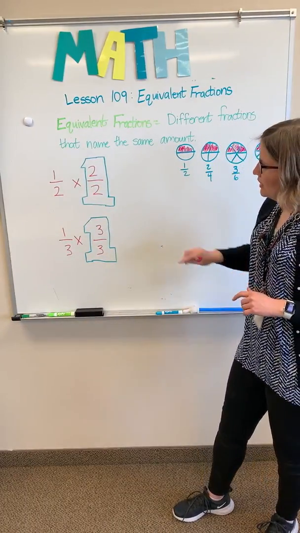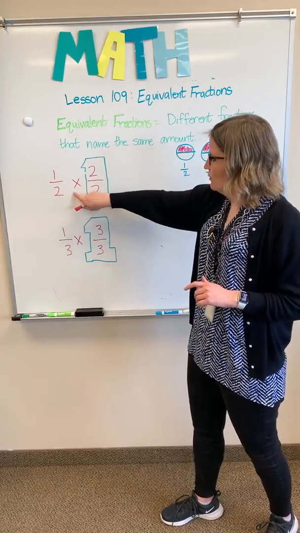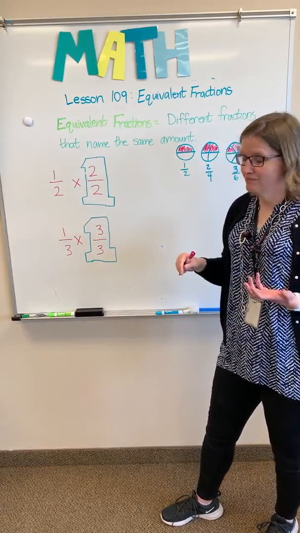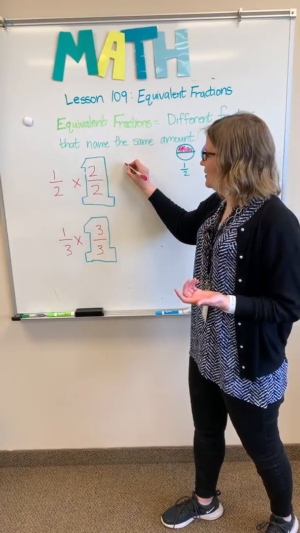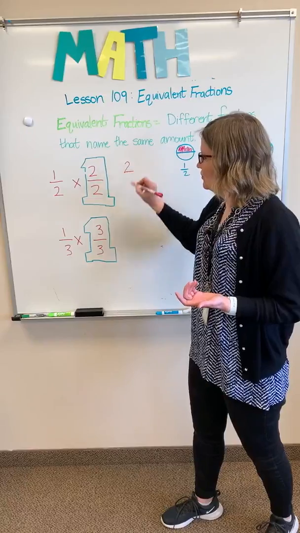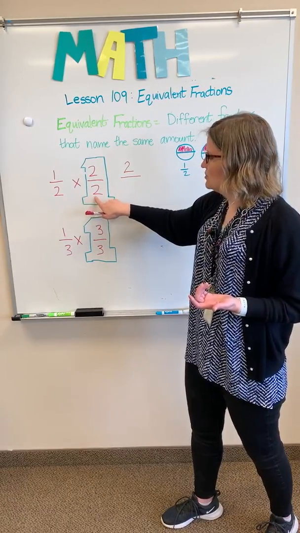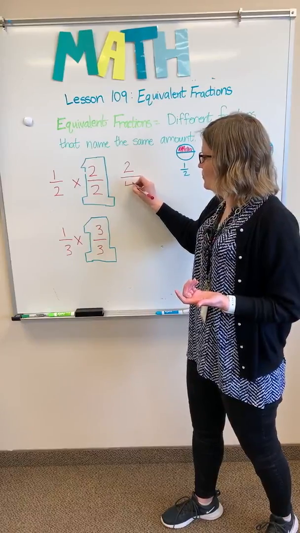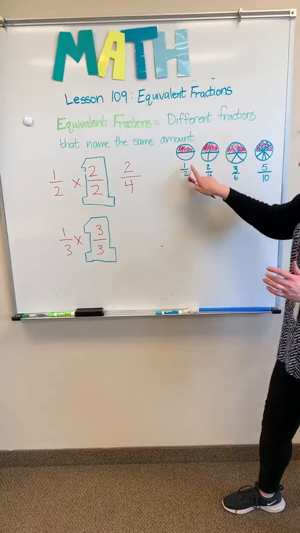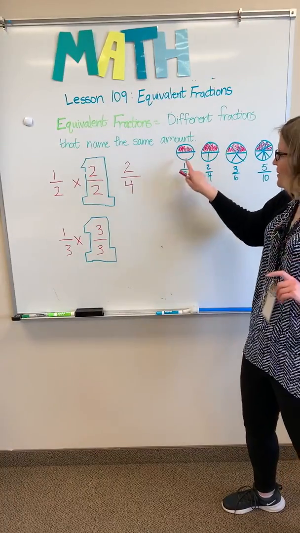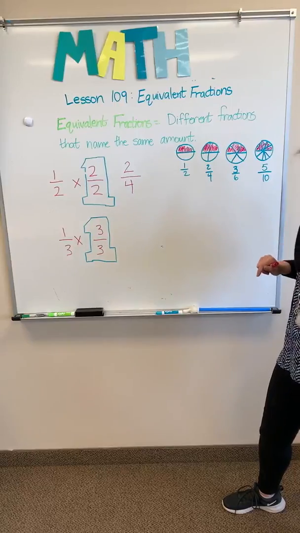So when we're multiplying fractions, we multiply the tops together and we multiply the bottoms. So 1 times 2 is 2, and 2 times 2 is 4. Now, based on our experience, we know that this is true. We're like, yay, because see, 1/2 is the same as 2/4.